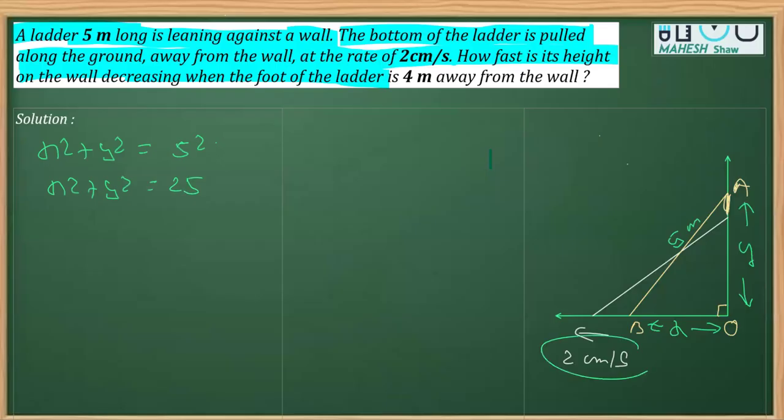Now further, we know the rate at which this is being pulled, that means we know dx by dt. We know dx by dt as 2 centimeter per second. So I can write here, dx over dt is given as this. And what we have to find out is dy by dt. As I told you, the rate at which it is pulled.